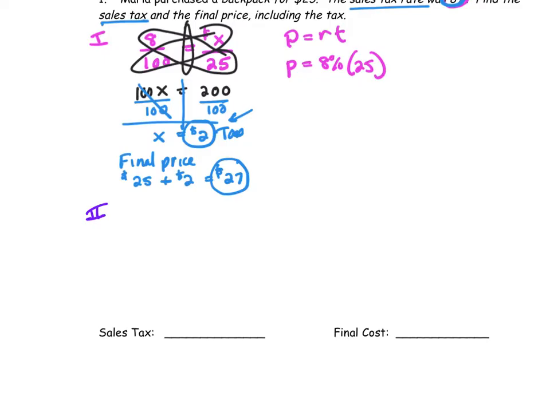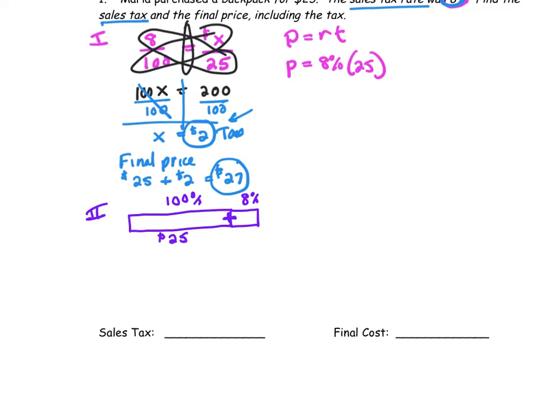So now let's look at method 2. If we drew a tape diagram, 100% of this we already know would be $25. And here's the tricky part. We're not cutting off anything. We're not taking off of this tape diagram. We're actually adding on to. We're adding another part that's 8%. So we're trying to find 8% of $25.